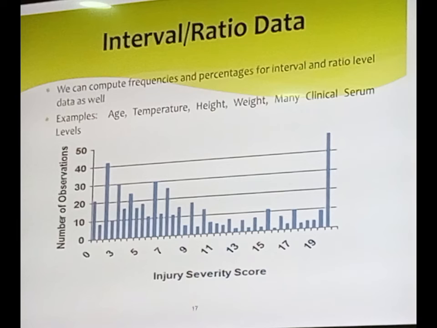We can go for these categories, like boys, girls, or urban, rural, semi-urban. You can draw some graphs and explain, or describe the data in the form of percentages also. And interval and ratio, you know very well. When there is no absolute zero, that is called interval, and when there is an absolute zero, then it is ratio.